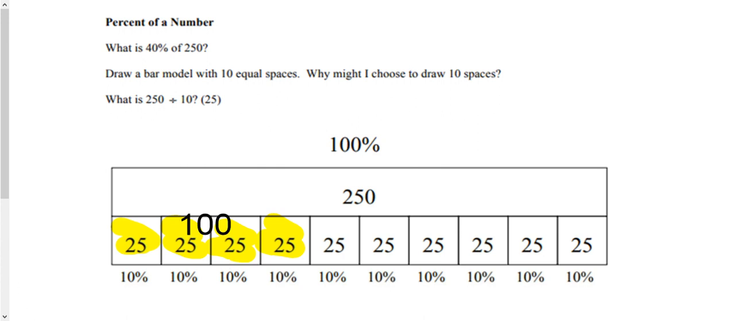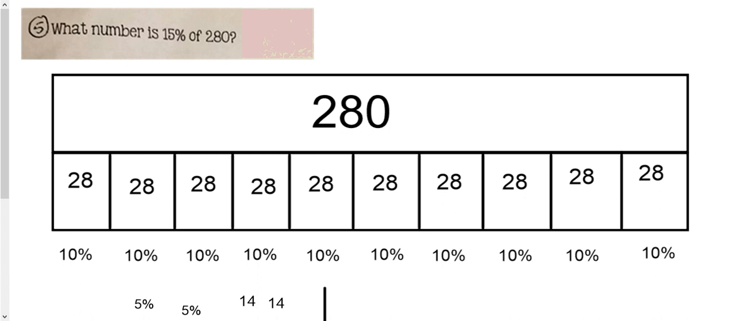Now if you look at your example, it's a little bit different. In your number 5, what is 15% of 280? So I started off by dividing it up into 10 pieces again, each piece worth 10%. If you take 280 and divide it into 10 equal pieces, divided by 10 is 28. So each 10% piece is worth 28.